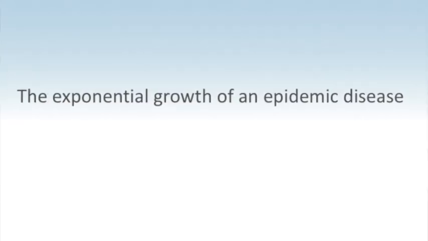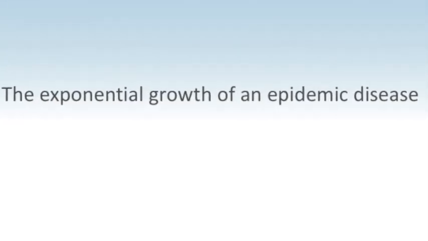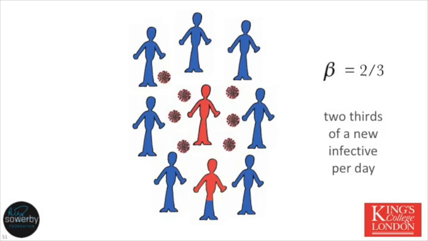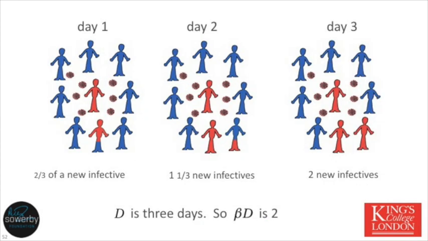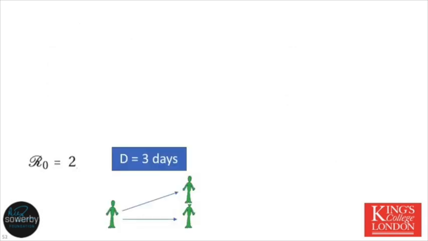We have seen that if R0 is greater than 1, the disease will spread in the population. Let's return to our case where beta, the number of new infections caused by a single infective in each day, is 2/3, and d, the duration of the infectious period, is 3 days. We saw that R0 is therefore 2. This means that our individual patient, between becoming infected and his recovery 3 days later, has infected 2 other people. So we have doubled the number of infectious individuals.